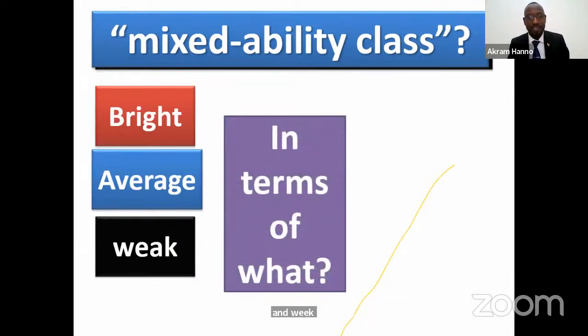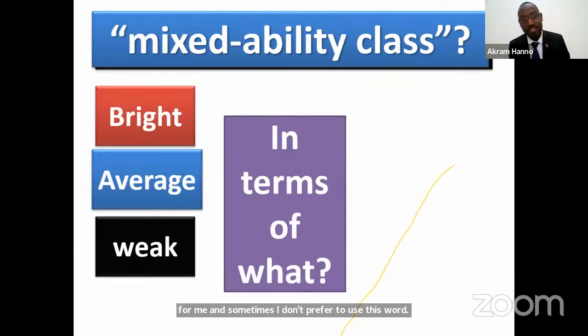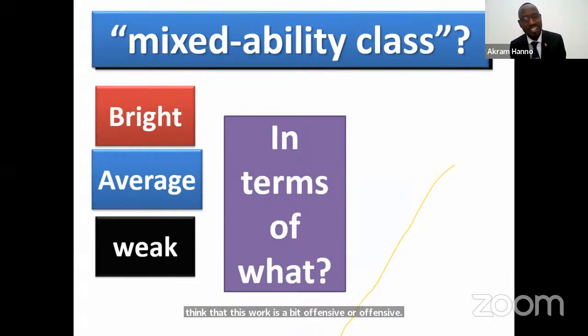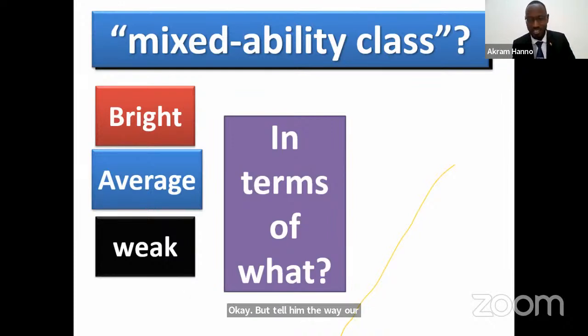And for me, sometimes I don't prefer to use the last word, which is weak. According to psychologists and psycholinguists, they think that this word is a bit offensive, or insulting, in other words. So for someone who is weak, you need to tell him that these areas need to be enhanced, or these areas need to be addressed. But telling him he is weak upfront is sometimes a bit harsh.